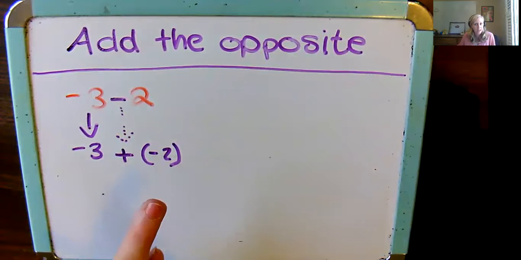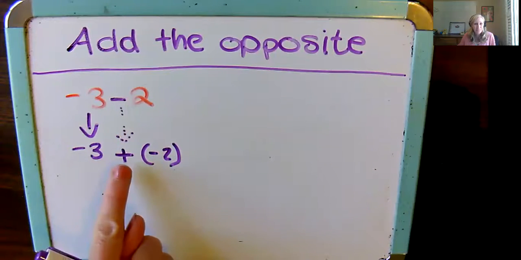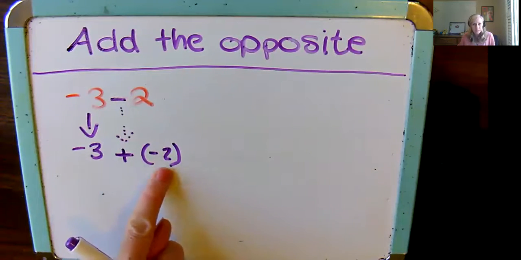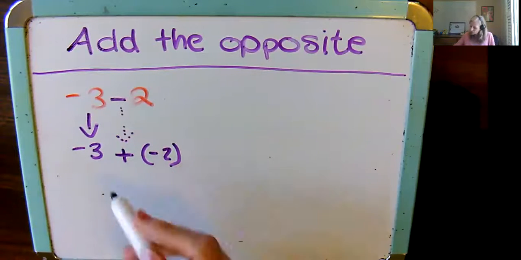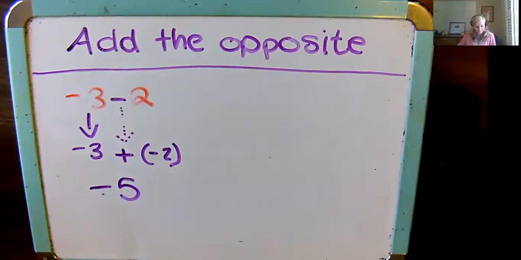You know how to add integers. -3 plus -2. Same signs, add and keep. We're going to add the 3 and the 2 together, and we'll keep our sign.